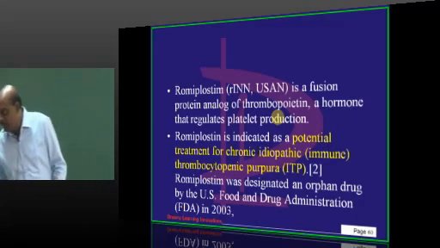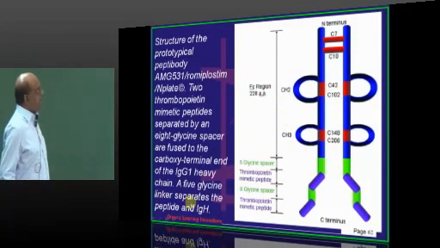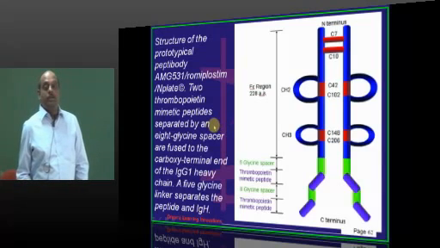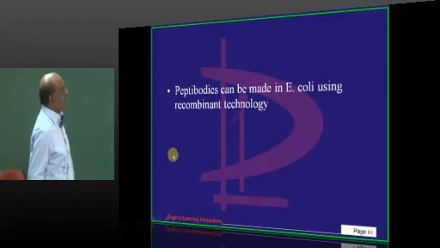Okay, doctor? Now, so this is a typical structure of romiplostim, where it's new way by which monoclonal antibodies are produced.